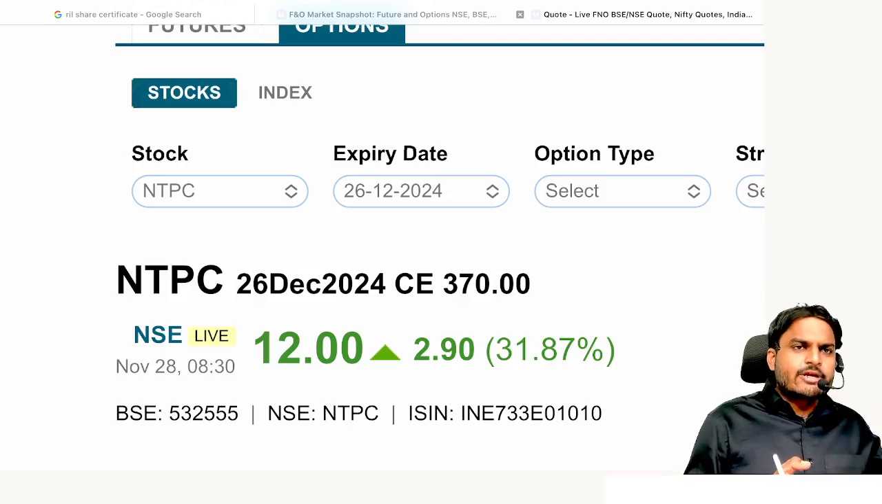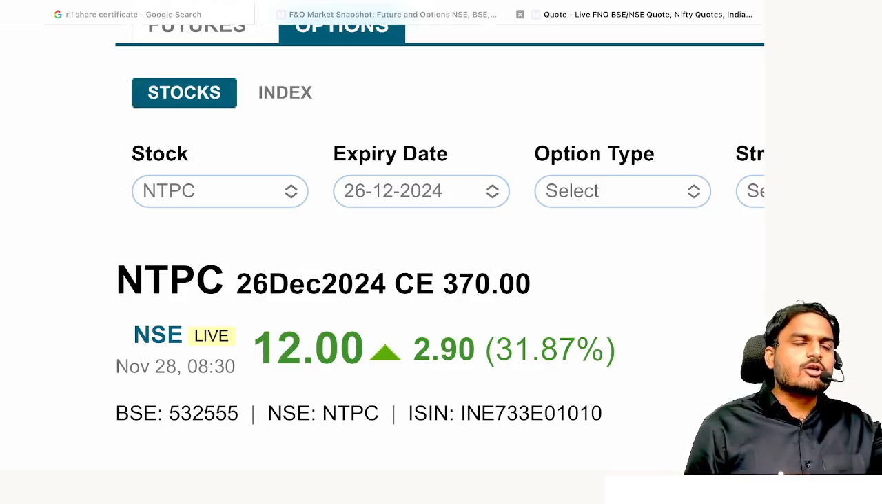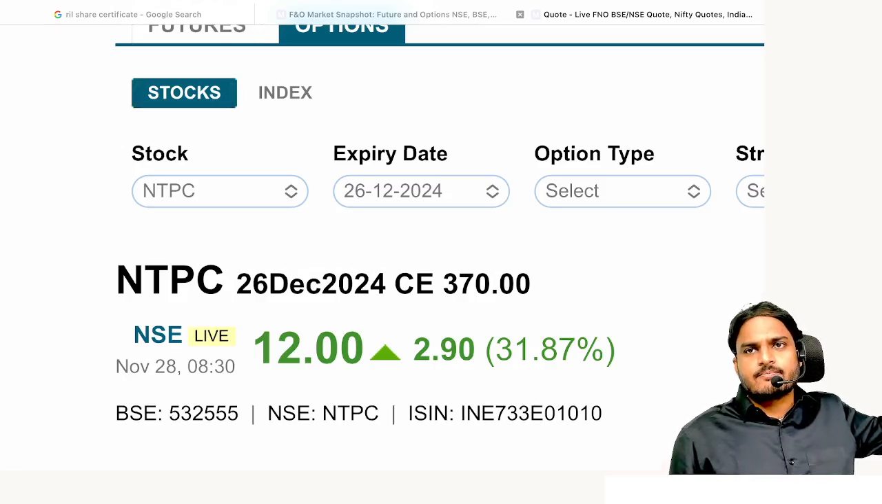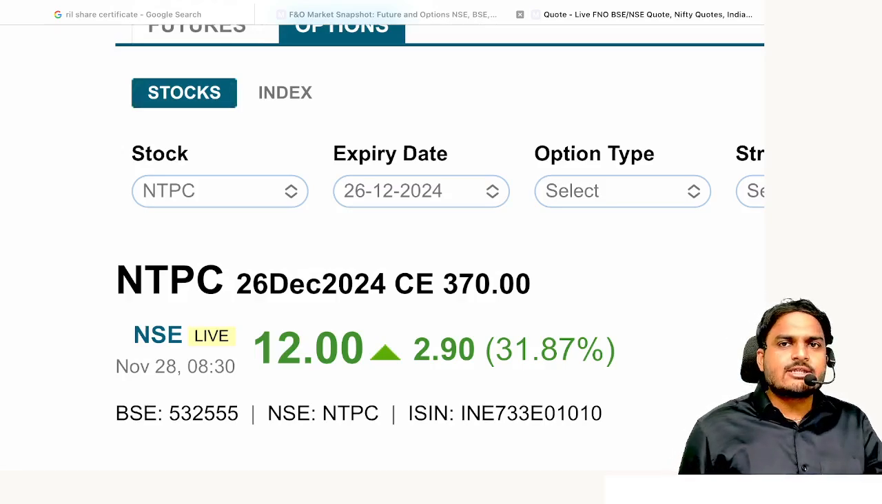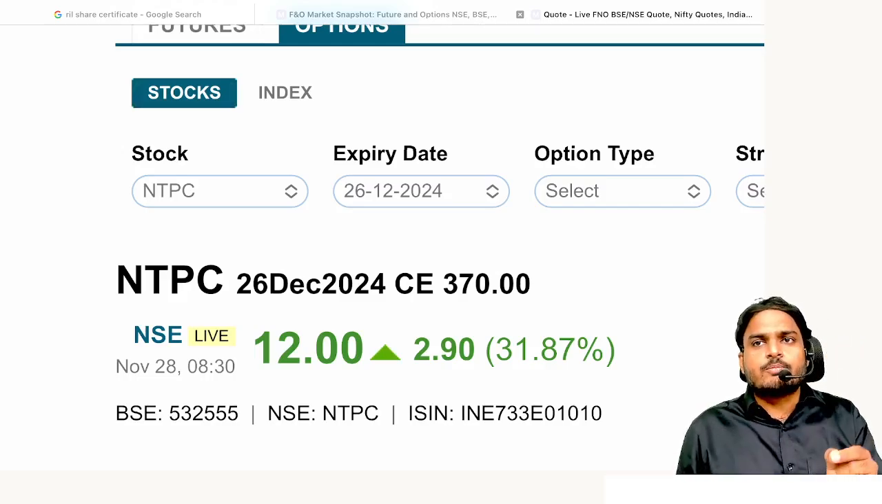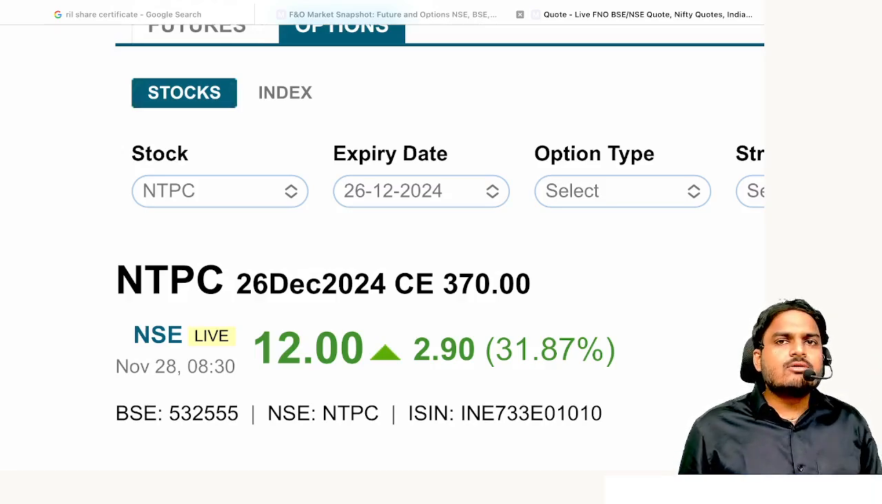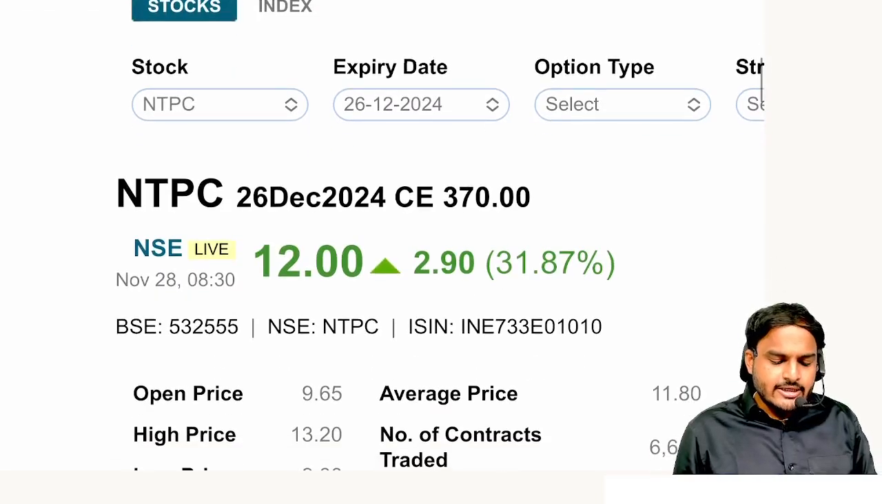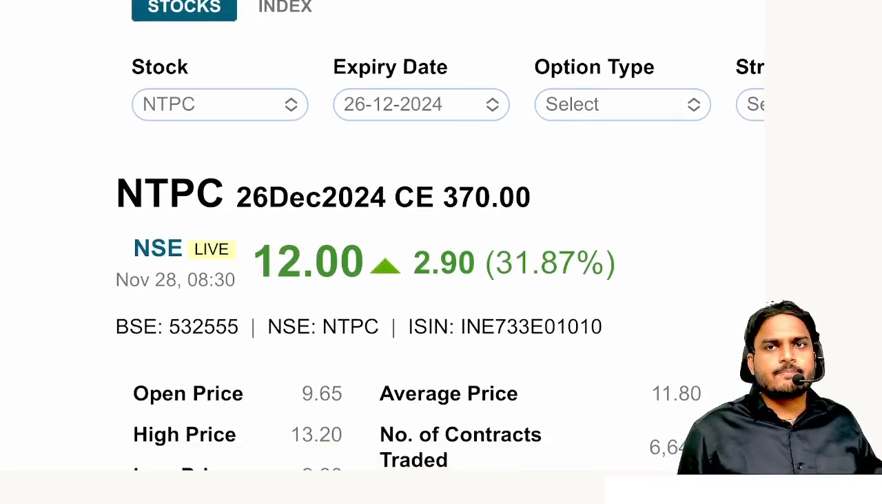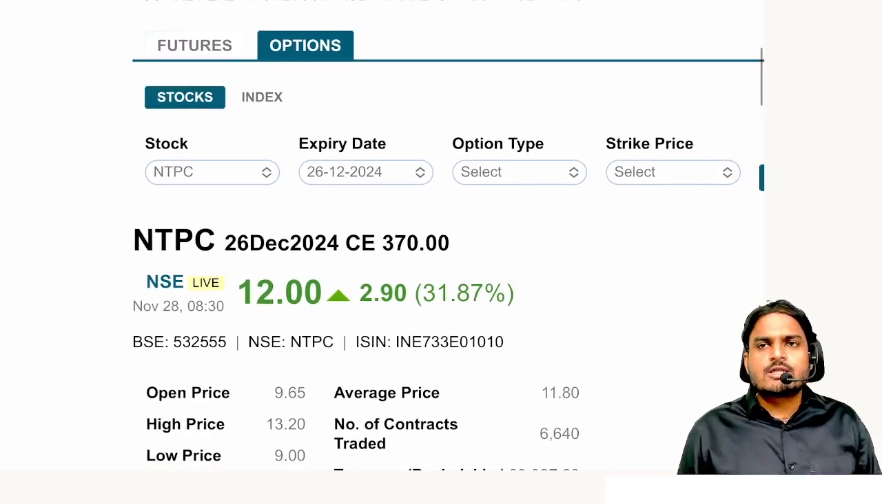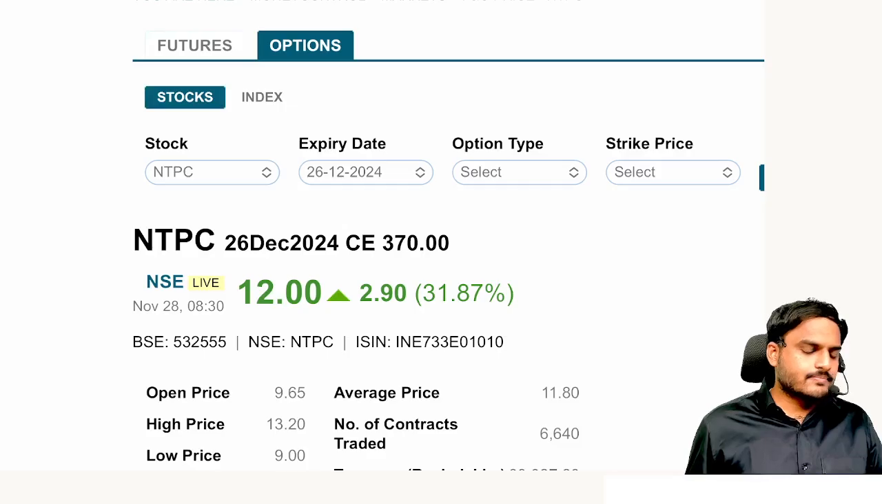In the next 3-4 trading sessions, suppose if share value increases by 20 rupees, definitely it will increase by 100%. In the next 3 to 4 trading sessions, if share value falls by 20 rupees, this option value will fall by some 8 rupees or 6 rupees. Actually, last day, that means on Wednesday, share value increased by 6 rupees. That's why this option increased by how much? 2 rupee 90 paisa. Now, these options and futures are known as derivatives. Derivatives are also called securities. Understood? Okay.